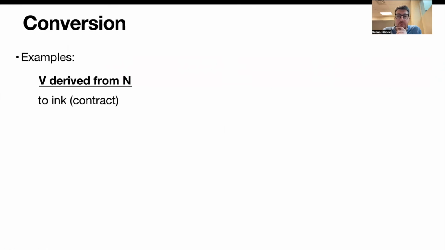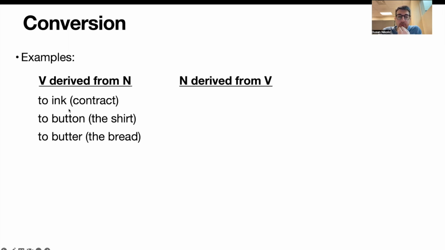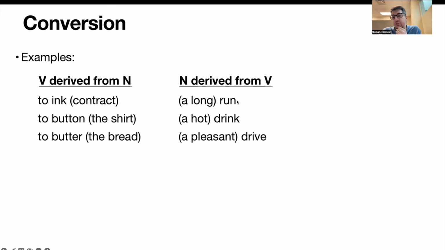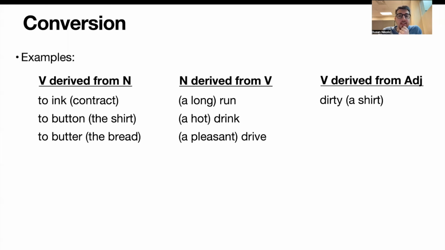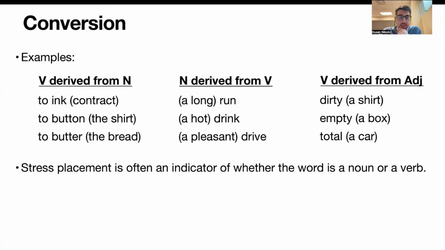So for example, some examples of conversion are ink, button, butter, to ink, to button, to butter, to pen a contract as well. That's more standard these days. Then nouns, which are derived from verbs. So run was first used as a verb, to run, but now it's a long run. It's a hot drink. It's a pleasant drive. And it was a dirty shirt, but now it's to dirty your shirt, to empty the box, to total a car, right? Verbs were derived from adjectives.